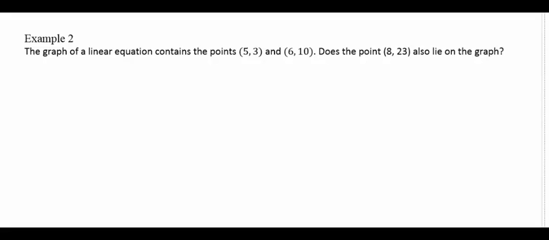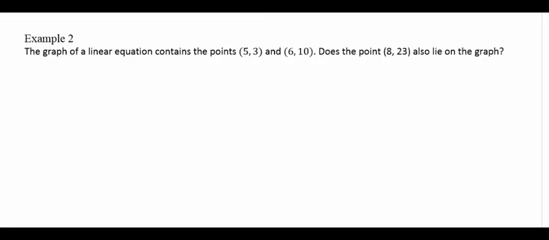Okay, let's look at this next example. It says the graph of a linear equation contains the points 5, 3, and 6, 10. Does the point 8, 23 also lie on the graph? It would be helpful to know the equation that the first two ordered pairs go through or lie on. So what I would do is write the equation, then check to see if 8, 23 is a solution to it.